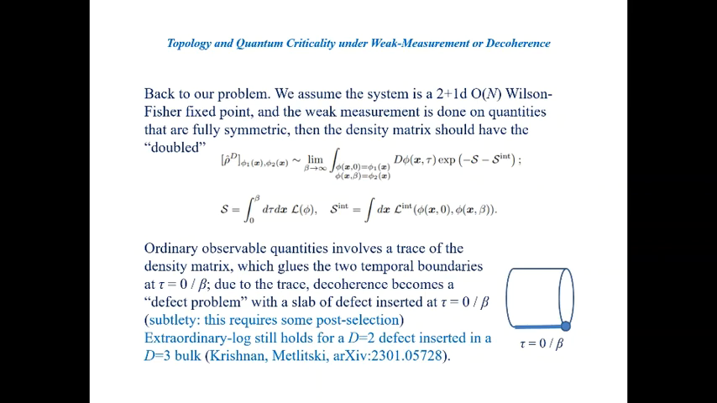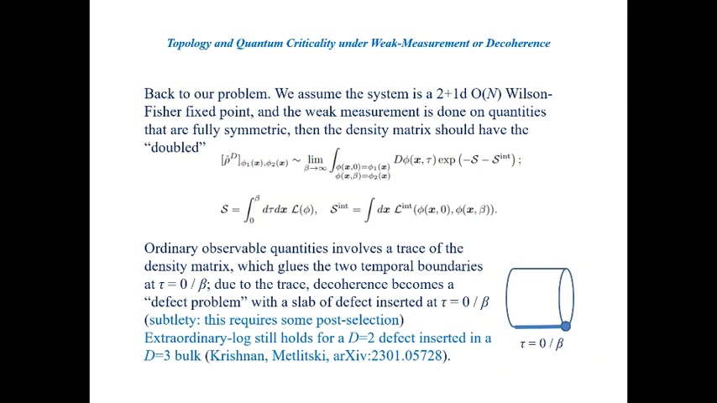It's like I'm inserting a certain kind of two-dimensional defect in this three-dimensional Euclidean space-time. This two-dimensional slab-like defect is located at tau equals zero or beta, because these two sides are glued together due to the trace. It was shown that this extraordinary-log boundary condition can still exist for a defect in three-dimensional space.